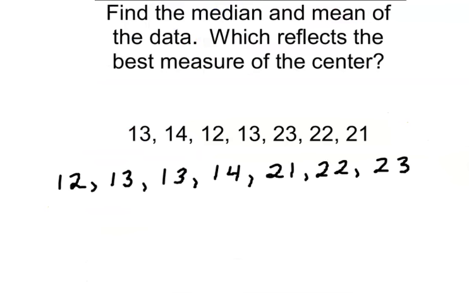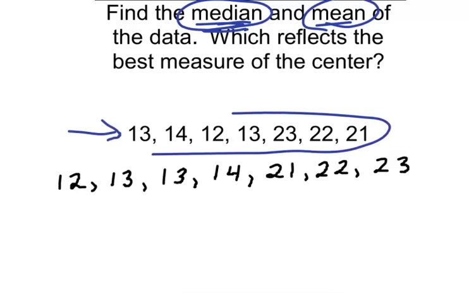All right, so it says find the median and the mean of the data. The median is the number in the middle. The mean is if you add them all up and divide by however many numbers are in the data set. So let's find the median first because that's going to be the easiest. But one thing we notice is that the numbers they gave us are random. So you can't just find the middle number there. You have to line them up from least to greatest.